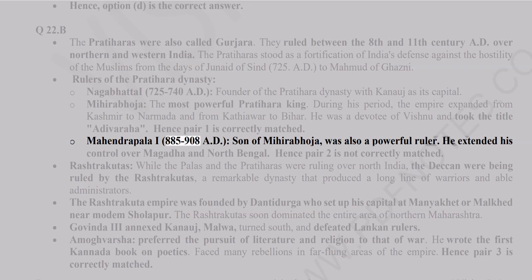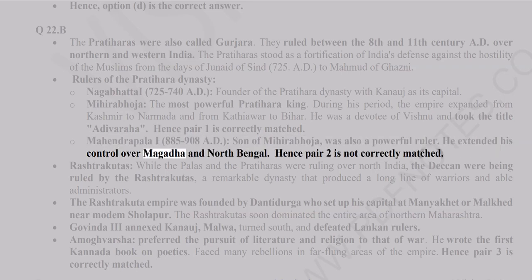Mahendrapala I, 885 to 908 AD, son of Mihira, was also a powerful ruler. He extended his control over Magadha and North Bengal. Hence pair 2 is not correctly matched.